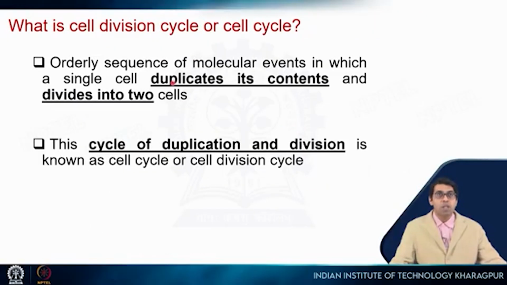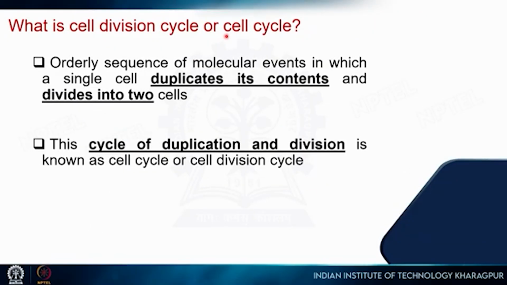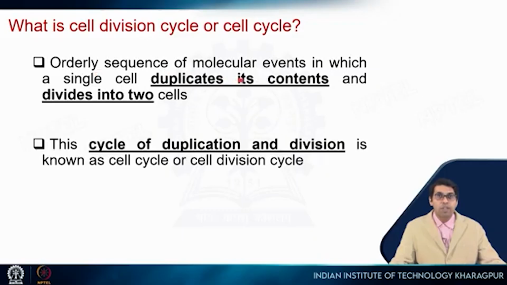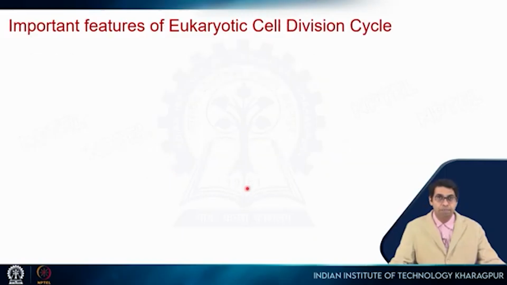Okay. So, what is cell division cycle, or in short, cell cycle? Cell division cycle is an orderly sequence of molecular events in which a single cell duplicates its contents and divides into 2 cells. So, one cell will divide into 2 cells, and it has to distribute all its material correctly into the 2 daughter cells. This cycle of duplication and division is known as the cell cycle or cell division cycle.